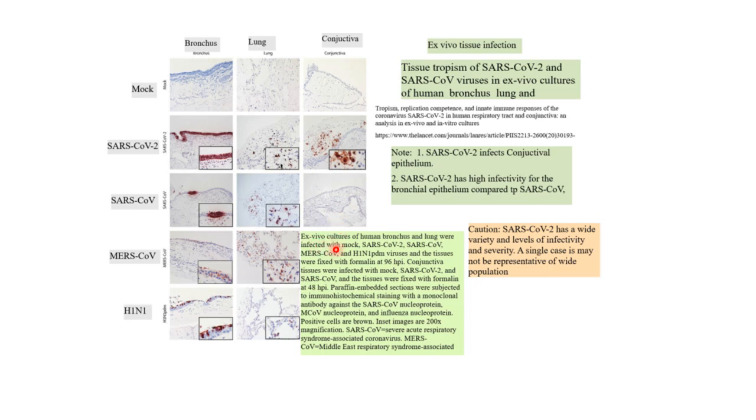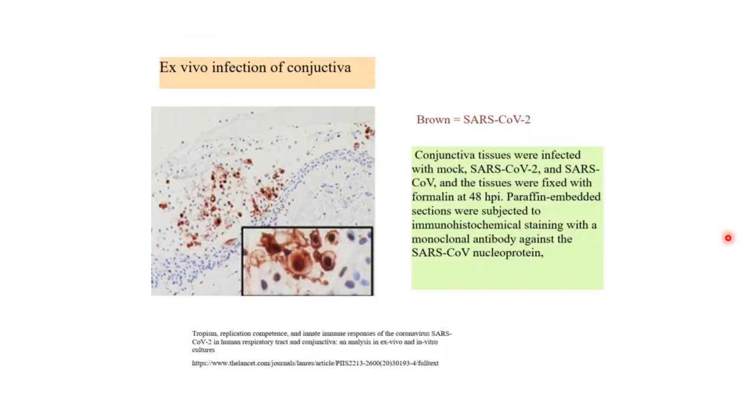The authors did not have enough material to do experiments with MERS-CoV and H1N1 with conjunctival tissue, so they did not have enough tissue for that. The other caution you have to take is that SARS-CoV-2 has a wide variety and levels of infectivity and severity. A single case may not be representative of a wide population. So again showing the ex vivo infection of conjunctiva by SARS-CoV-2.